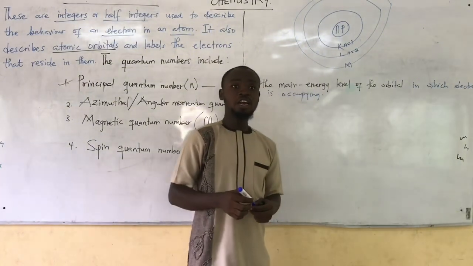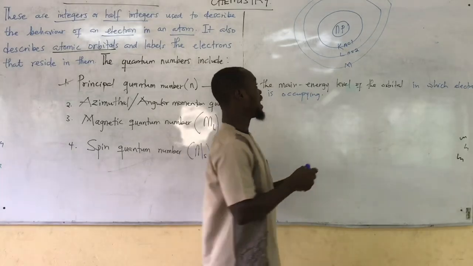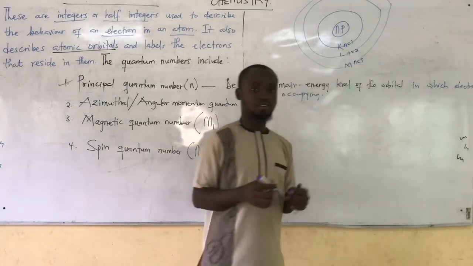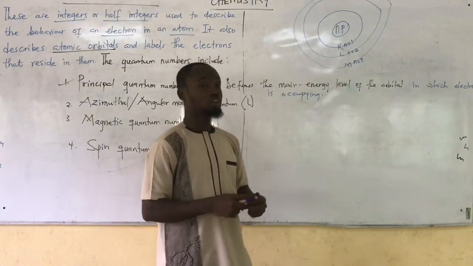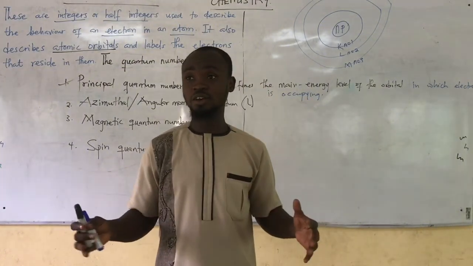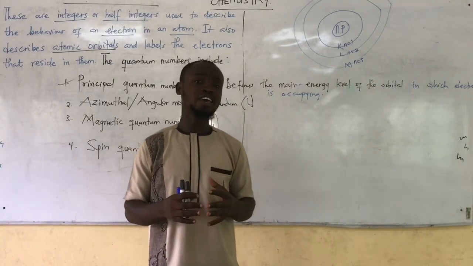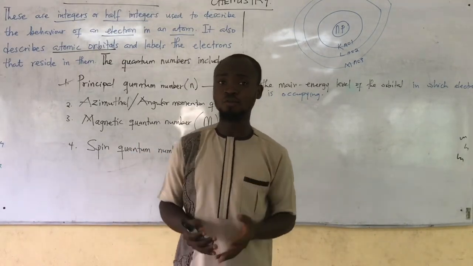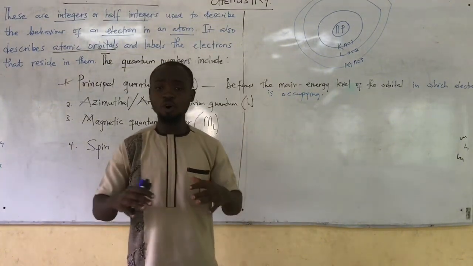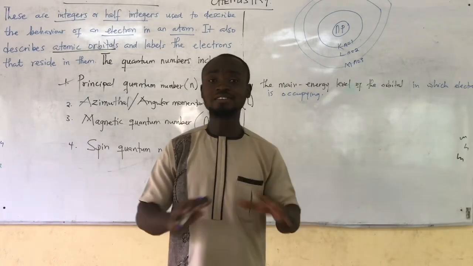Then we can move on to the next one. That is the M shell. We can say that n here is equal to 3, in that order. So the principal quantum number simply talks about the shell. So we say it defines the main energy level of the orbitals in which electron is occupying. Or in the basic form, the principal quantum number represents the shell.